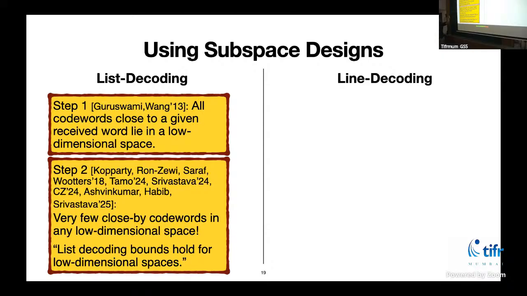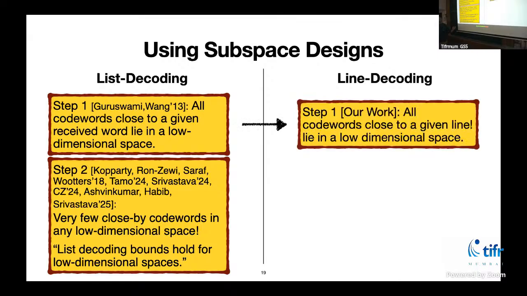So how do we do line decoding? We do the exact same thing. We say all close by codewords to a given line now lie in a low dimensional space. This is slightly more surprising because now you don't have a 1 over epsilon list size or anything. Because now the set of things close to everything along the line all together, so these are q over epsilon things all together, lie in a low dimensional space. So I'm saying that these 1 over epsilon dimensional spaces that you have along each point, they all combine into a very low dimensional space.